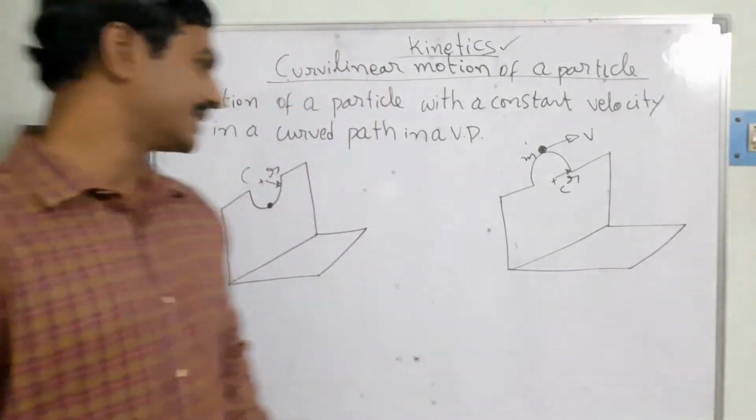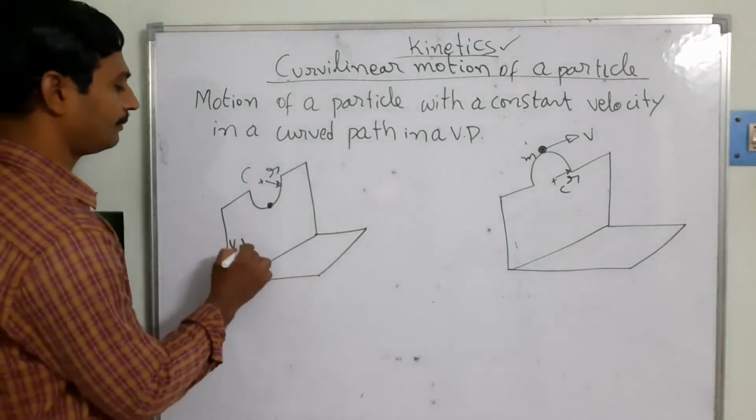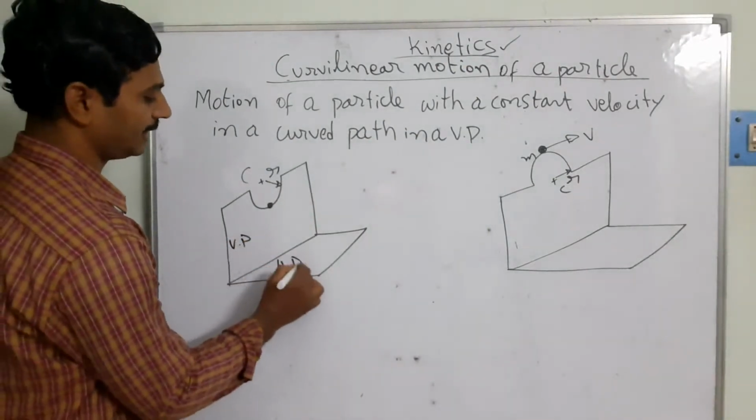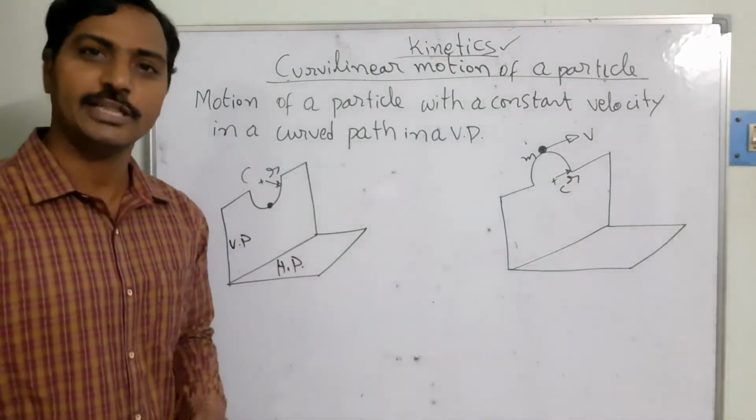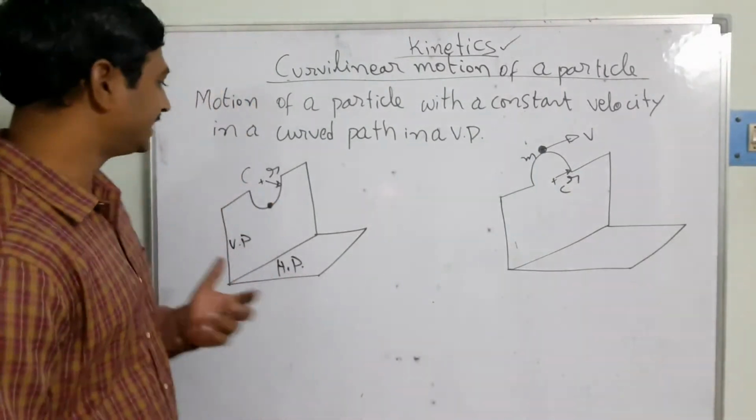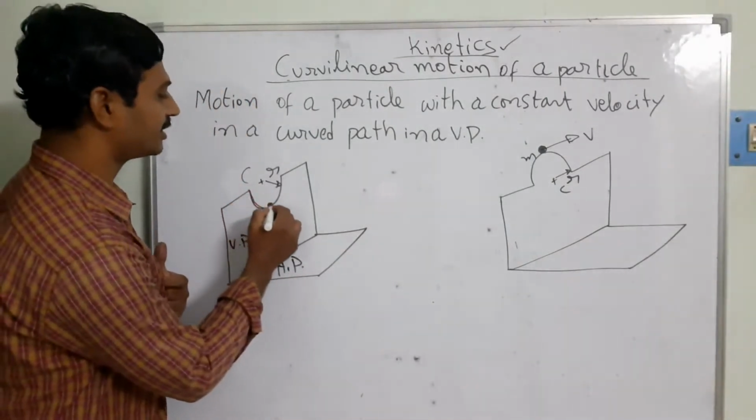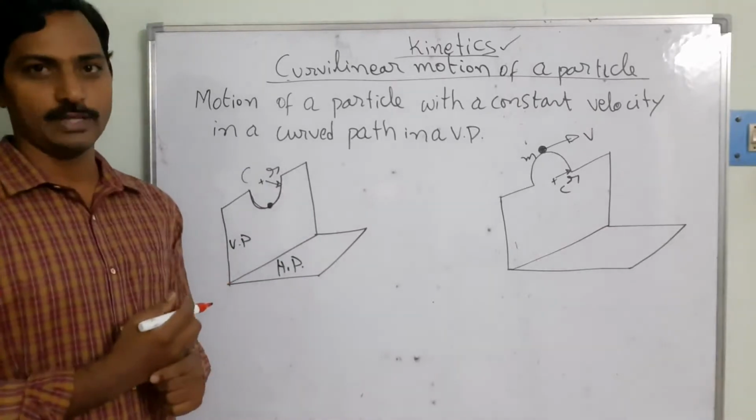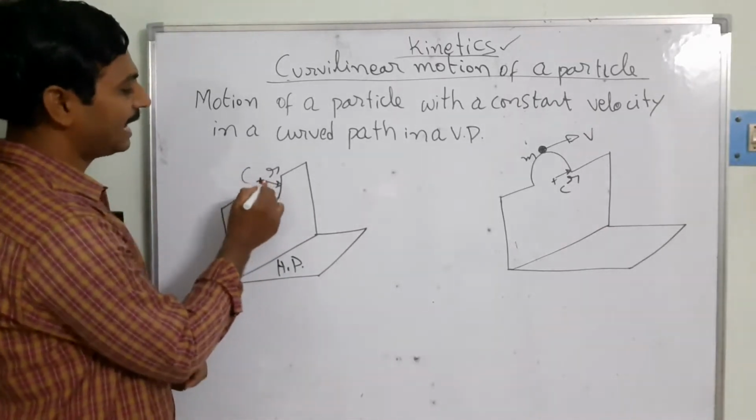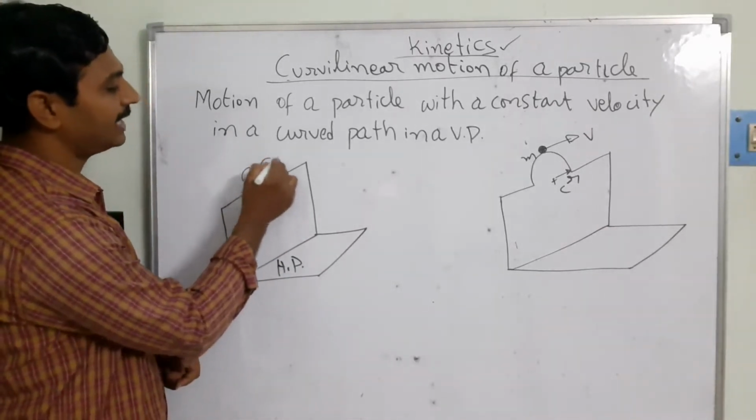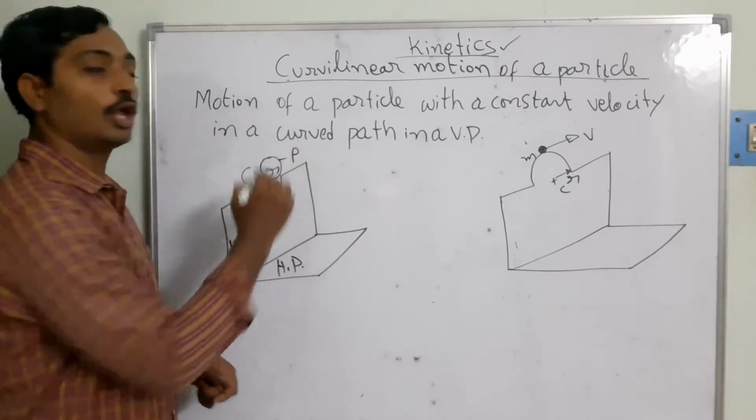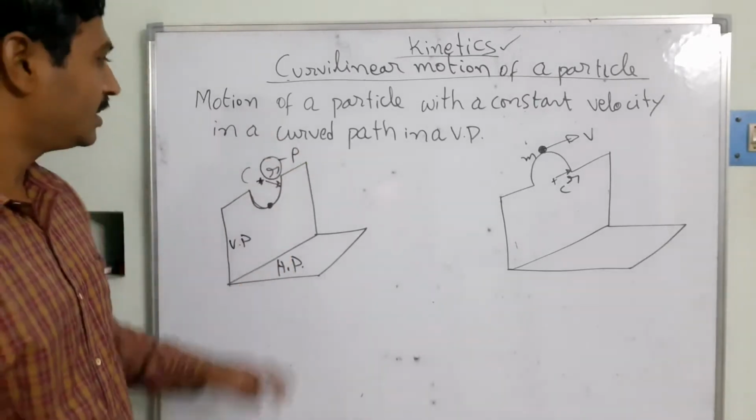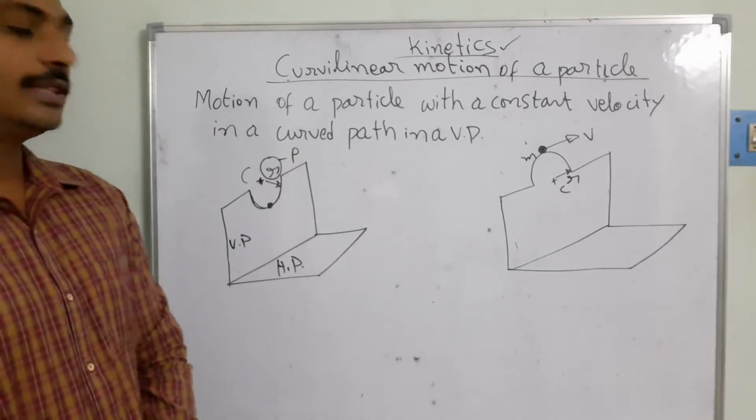Alright, so here this is going to be your vertical plane and this is your horizontal plane. This we already discussed in the last video lectures. Now there is going to be a curvature like this, the curved path. This is going to be your center, and the radius of curvature I am going to take as r, we can say rho also. Right, so then we need to find out the equations here.